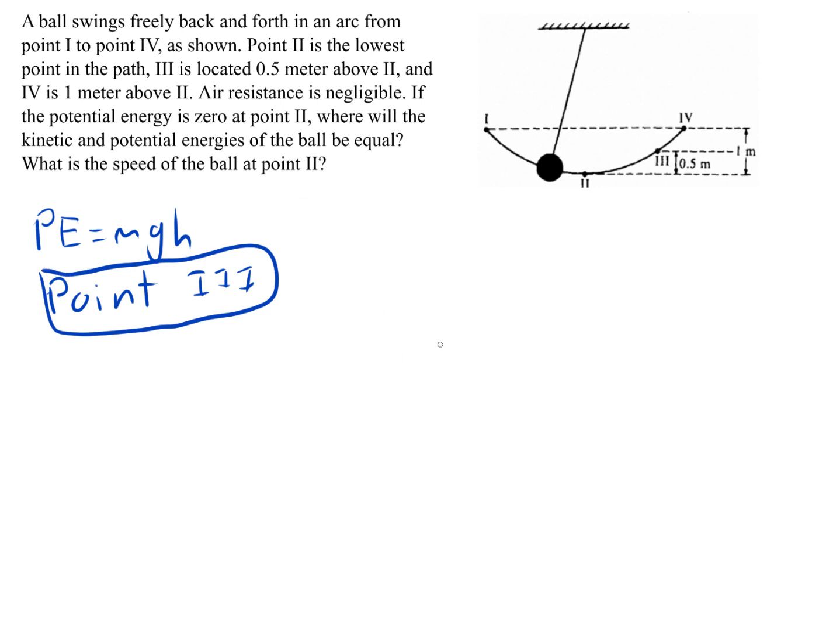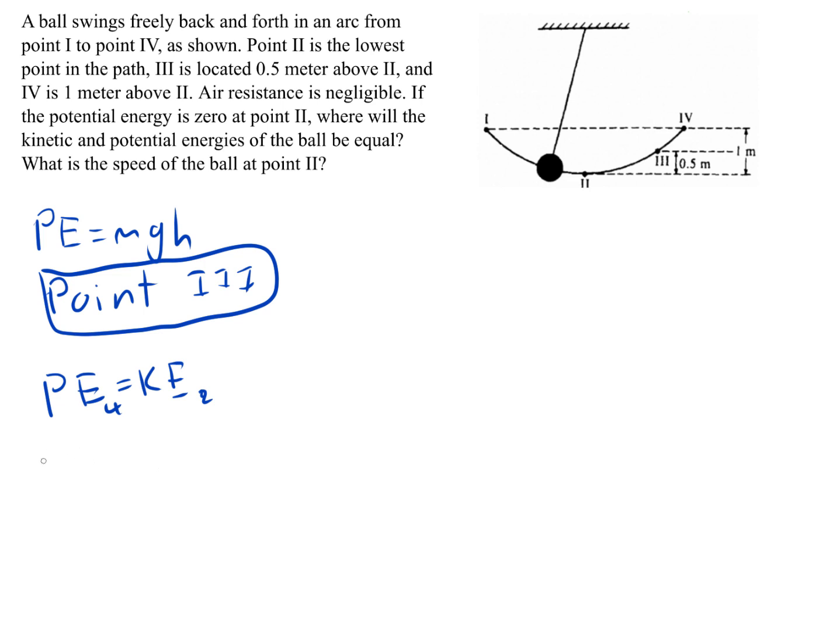Now the second part is asking for the actual speed of the ball at point 2. Now point 2 is the bottom of the swing. So all of the potential energy from point 4 will be converted into kinetic energy. So we can just simply write that the potential energy is equal to the kinetic energy at point 2.